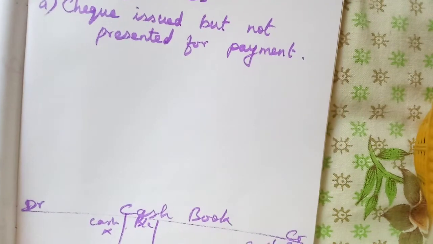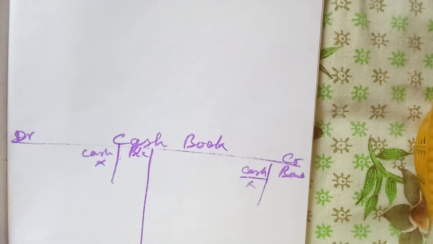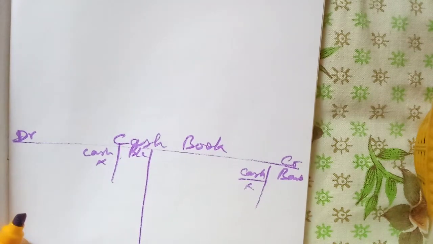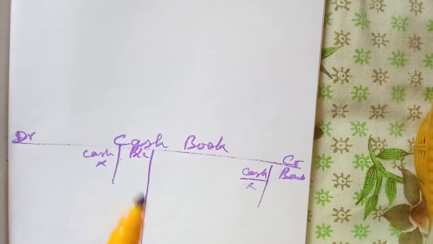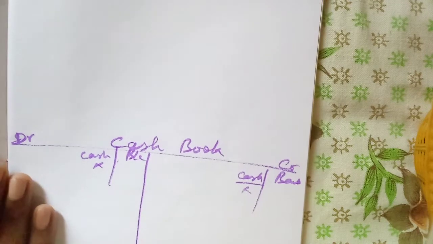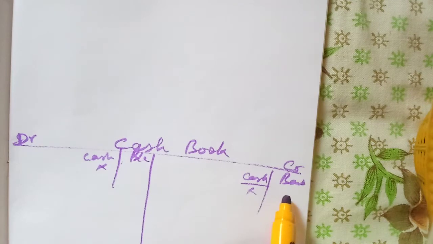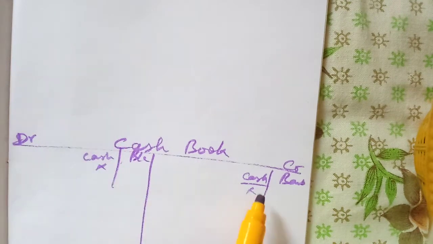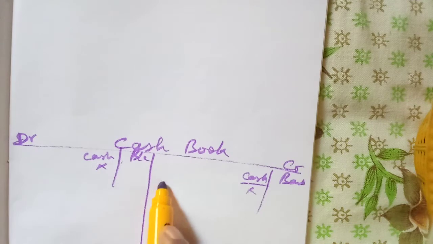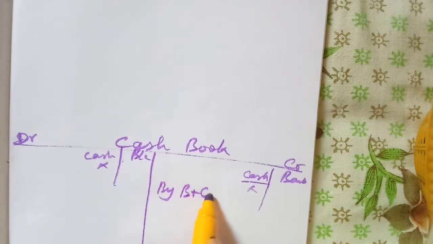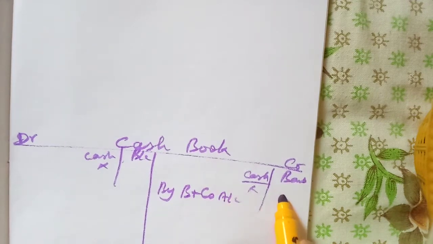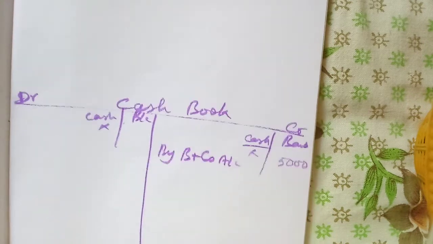When we issue a check to our suppliers, what is the entry? The suppliers will receive the check. So for example, we are A and Co, they are B and Co. So B and Co company receives and our bank will be credited, isn't it? So B and Co account debtor to bank. So we will write by B and Co account. Okay, if it is 5,000, we are writing like this.